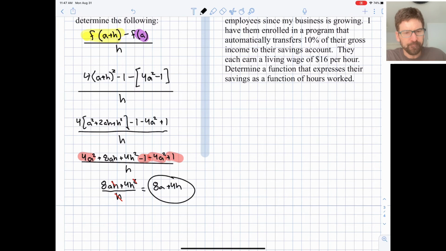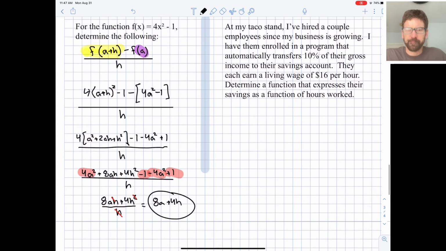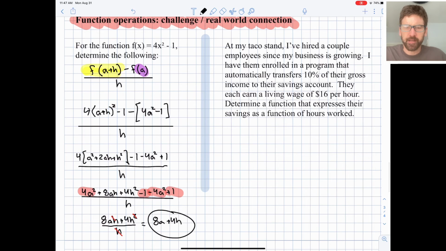Okay. All right, next one. At my taco stand, I've hired a couple employees since my business is growing. I have them enrolled in a program that automatically transfers 10% of their gross income to their savings account, and they each earn a living wage of $16 an hour. Determine a function that expresses their savings as a function of hours worked.